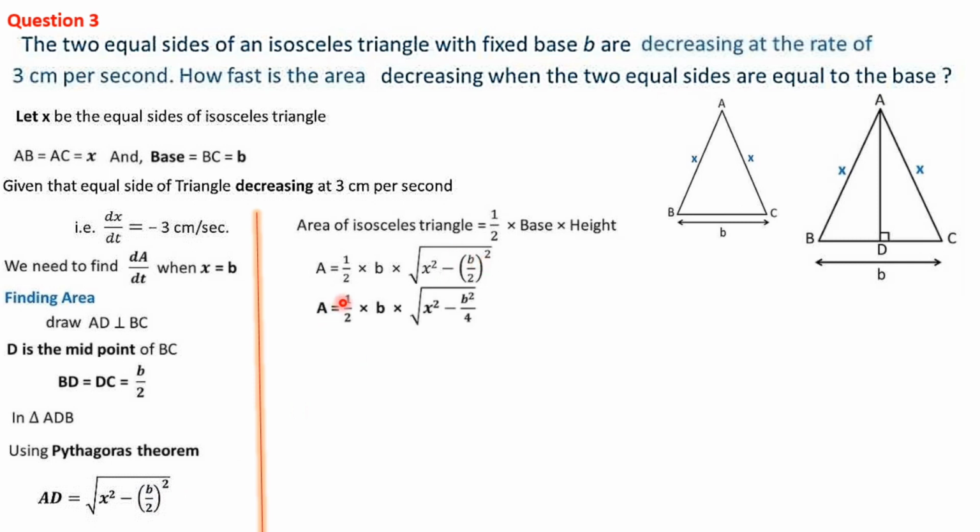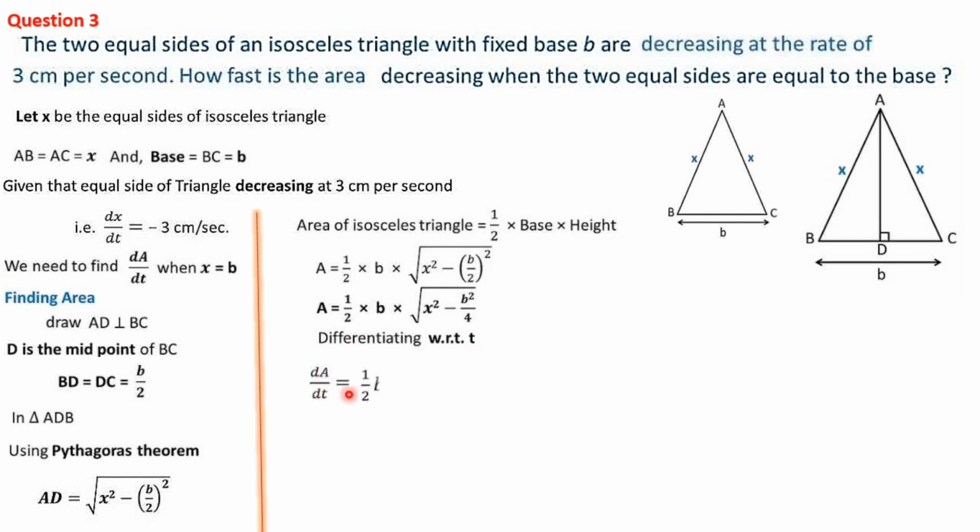That is A is equal to 1 by 2 into b into root of x square minus b square by 2 square is 4. Differentiating with respect to t here, because here b is a constant, x is the variable, and we are differentiating with respect to time. Okay, dA by dt we need to calculate. So differentiate with respect to t.